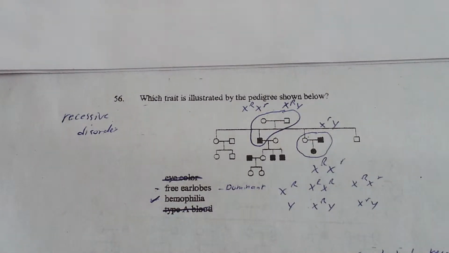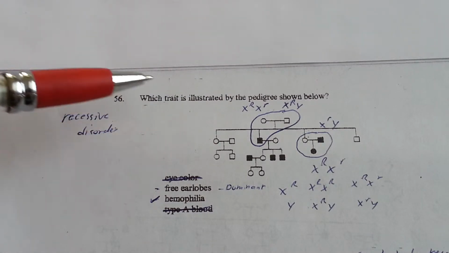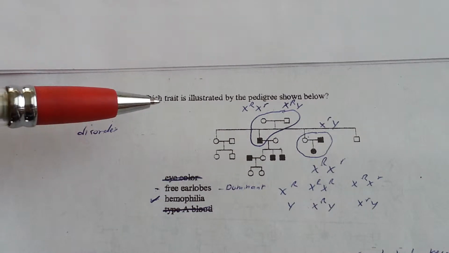So I've already done a bit of the legwork here with number 56 on sheet 2, but I'll talk you through how I got where I did. In this particular one, this is what's illustrated by the pedigree shown below.